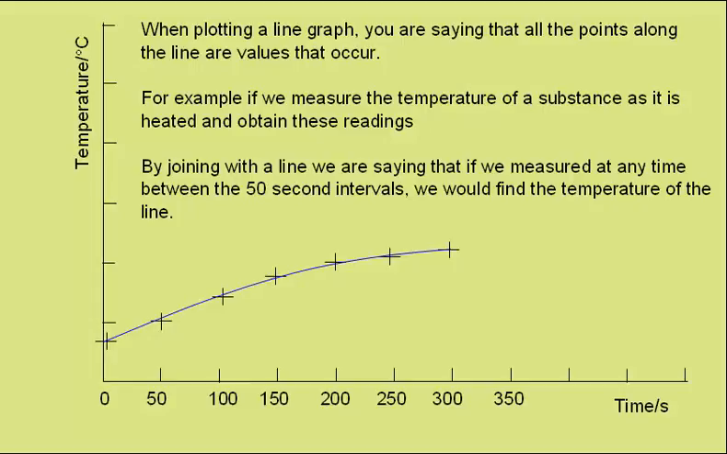temperature on the line. So for example here we've measured at 200 seconds and obtained this value. At 250 seconds we've obtained this value. If we were to measure at say 223.2 seconds, we would obtain this value, and so on.